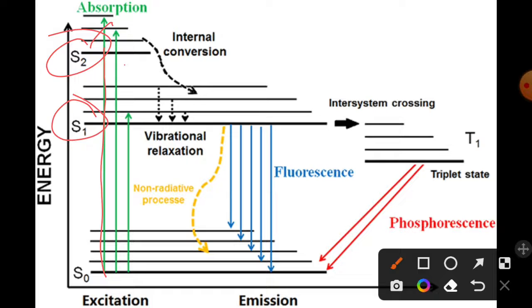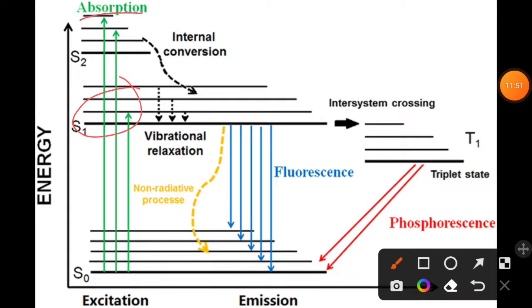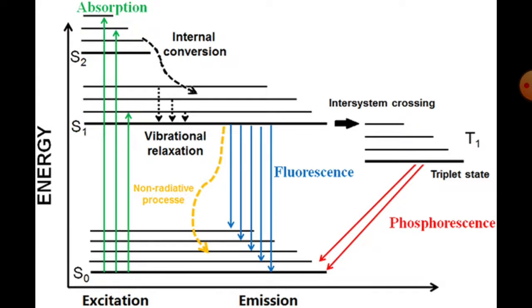Okay, now let's try to understand. As I have told you, this S1 or S2 state is the unstable state for those kinds of fluorophore or fluorochrome. So now what they will do, they will start immediately releasing all the trapped energy in them in the form of light. That means after completion of the movie you will be relaxed by releasing all of the energy, all of the excitement outside. Similar thing can be applicable for the fluorophore.